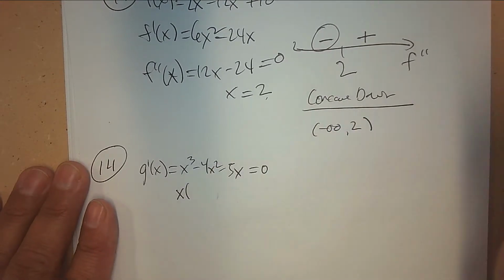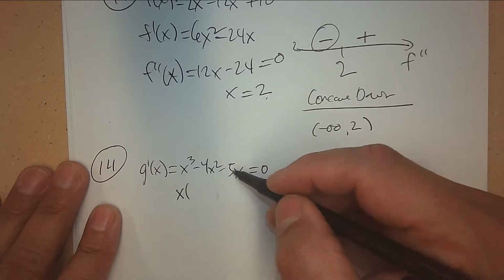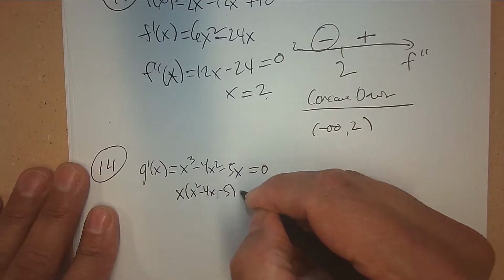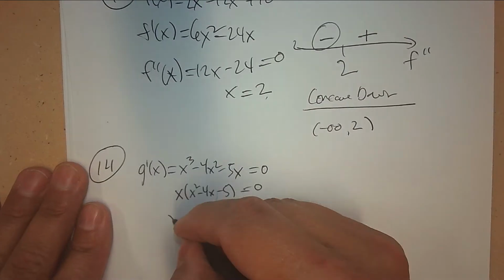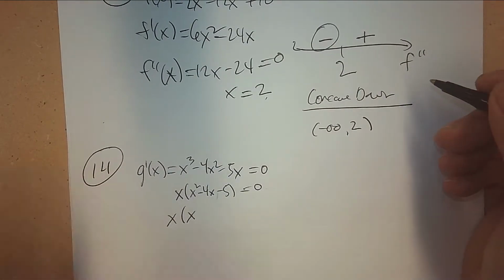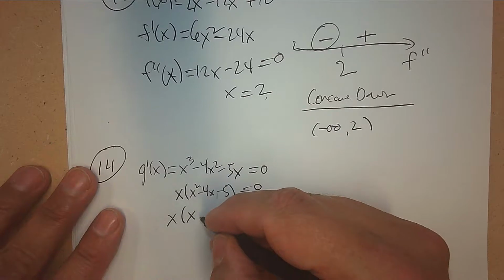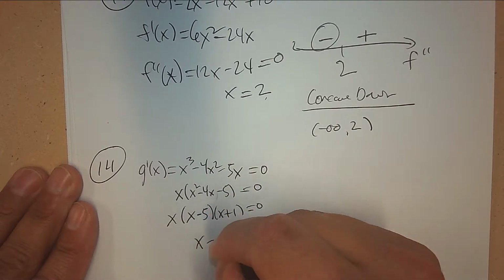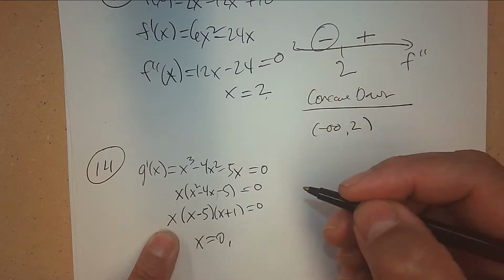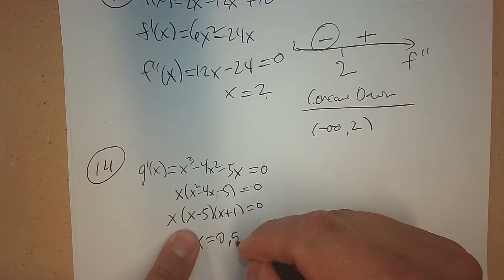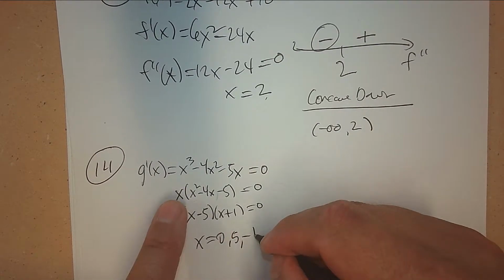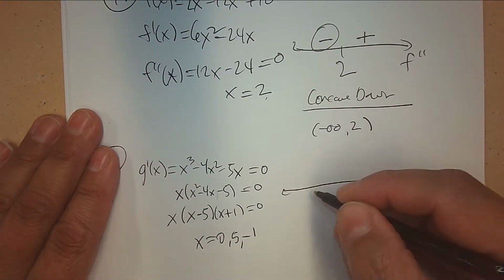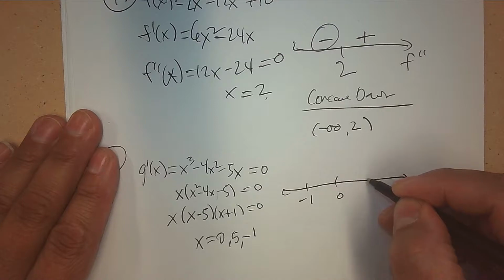First of all, we're going to factor it. They all have an x, so take out an x. And then what's left over, you can use a diamond, but I know you can do this in your head. Two numbers that multiply to -5 and add to -4. That's -5 and +1. That means x gives you the answer 0. x minus 5 gives you the answer +5. And x plus 1 gives you the answer -1. Do a number line using those numbers. So in order, -1, 0, and 5.